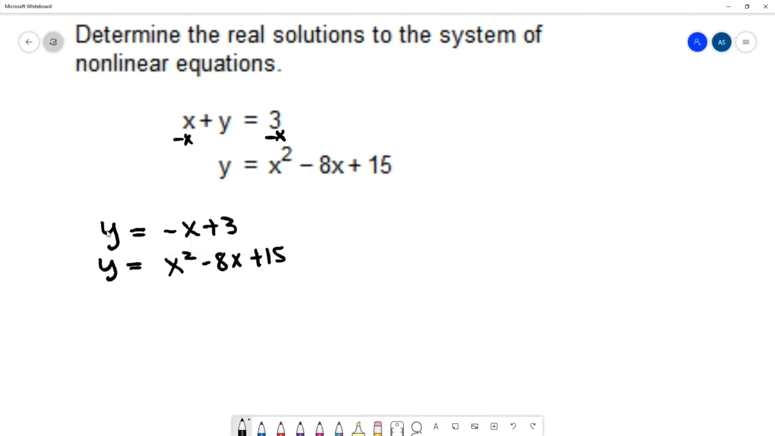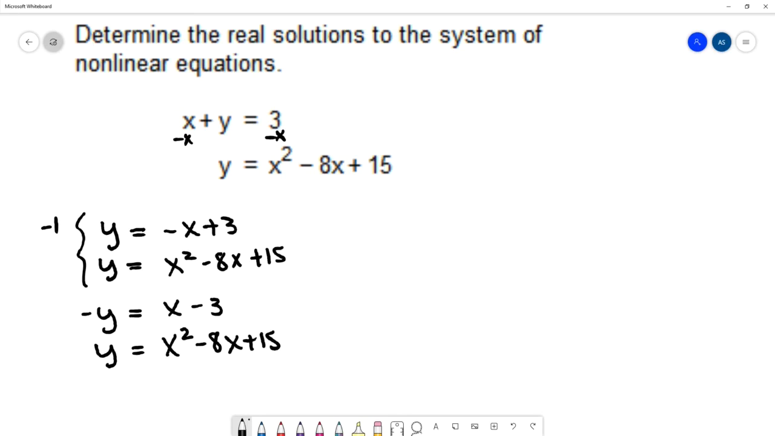Now I need for there to be opposite signs on these like terms. I'm going to multiply the second equation by, maybe I'll do the first equation. I don't like to have the x squared be negative, so I'll multiply the first equation by negative 1. That's negative y equals x minus 3. The second equation is the same, it hasn't changed. x squared minus 8x plus 15.